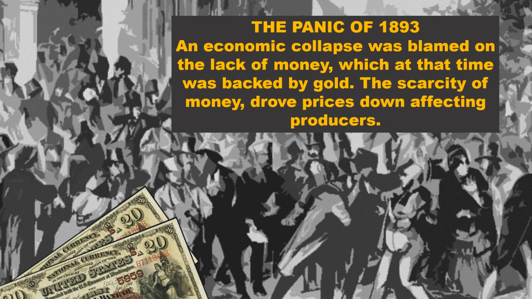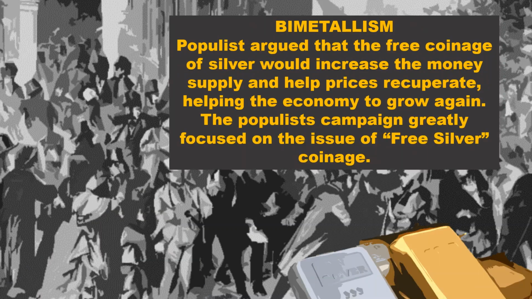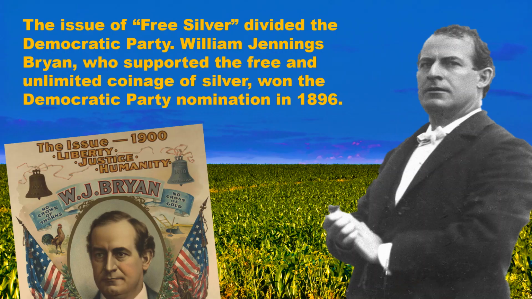The Panic of 1893. An economic collapse was blamed on the lack of money, which at that time was backed by gold. The scarcity of money drove prices down, affecting producers. Bimetallism. Populists argued that the free coinage of silver would increase the money supply and help prices recuperate, helping the economy to grow again. The populist campaign greatly focused on the issue of free silver coinage.